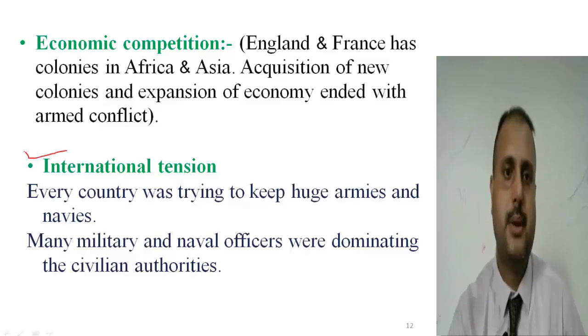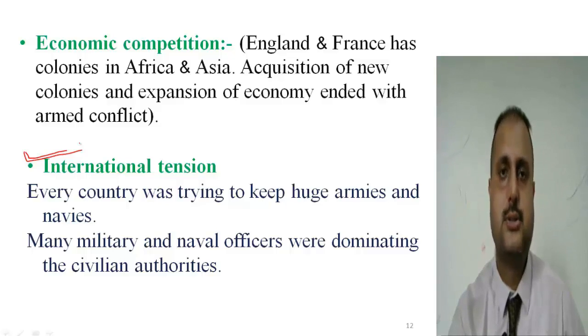International tension. Because of the economic competition and the increasing military power, it created international tension in the whole world. The whole world gradually began to realize the expansionist design of Germany, because Germany was modifying its army and navy. So it created a kind of international tension in the whole world.